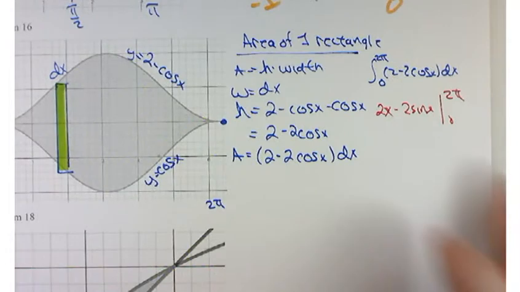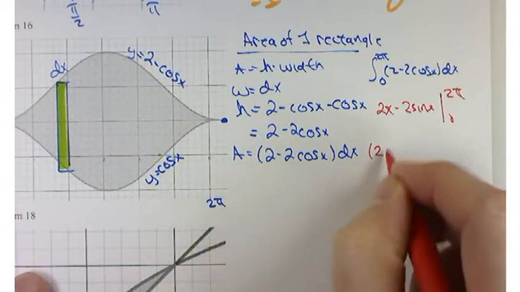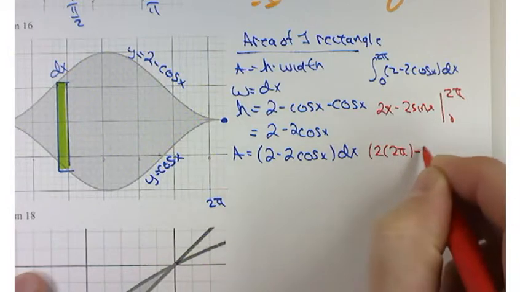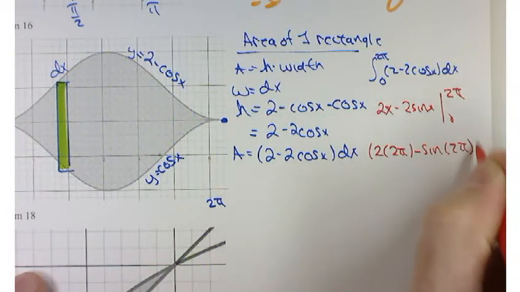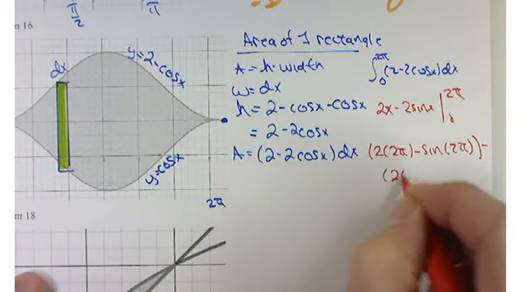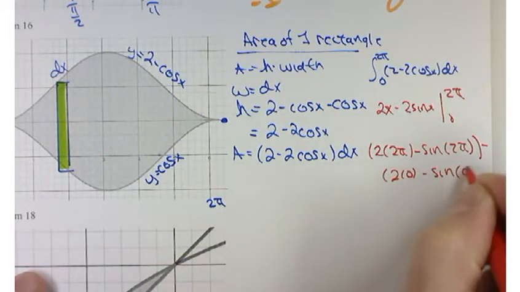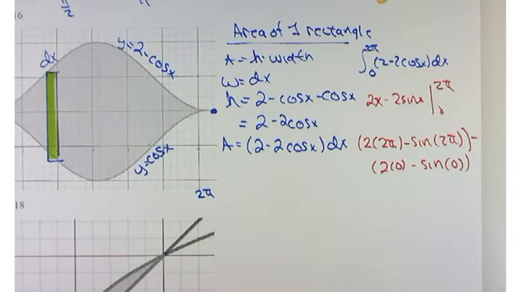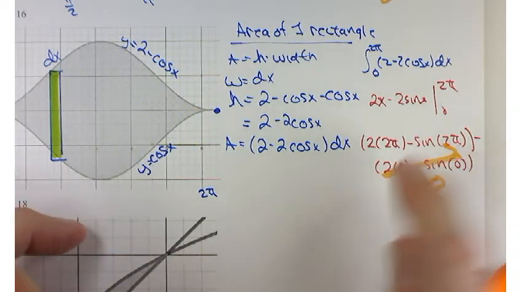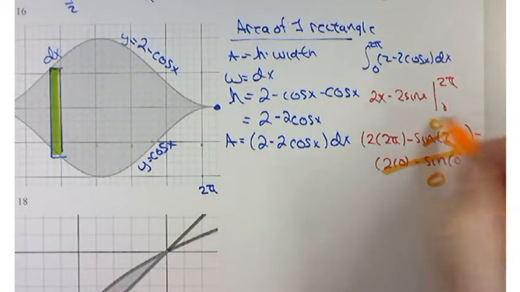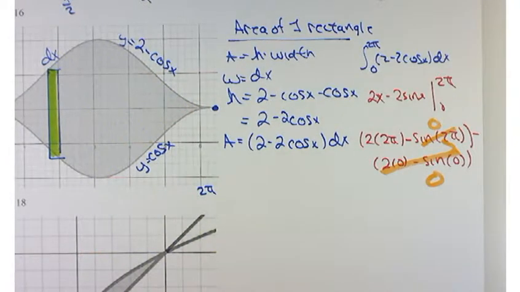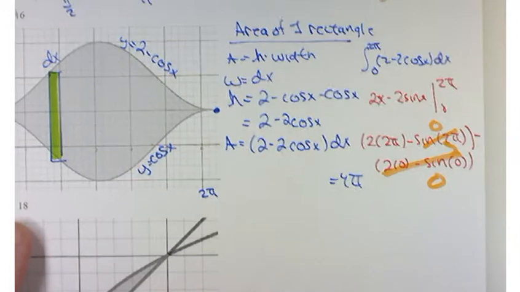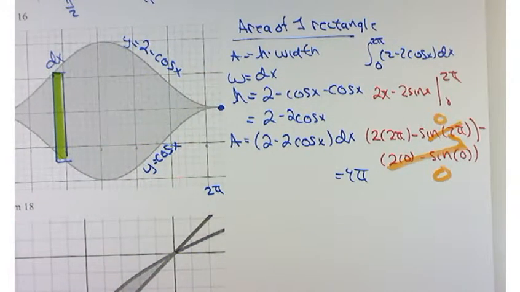That works out pretty nicely because sine at 0 and at 2 pi is equal to 0. So we're going to get 2 times 2 pi minus sine of 2 pi, minus 2 times 0 minus sine of 0. So that second term all together is just 0. This whole thing disappears, that's 0, as does this. So, just 4 pi for the area. Nice.